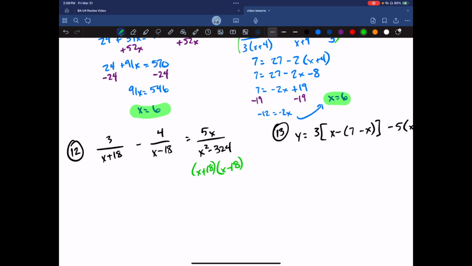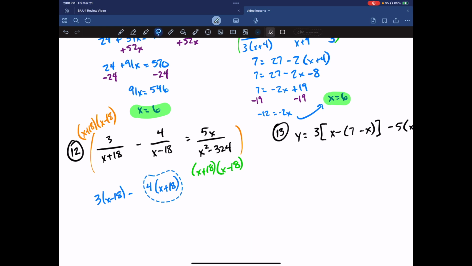And I know that because this is a difference of 2 squares, and the square root of 324 is 18, which means I multiply everything by x plus 18, x minus 18, and get rid of stuff. So this is going to be 3 times x minus 18 because the x plus 18 is canceled out. This is going to be minus 4 times x plus 18 because the x minus 18 is canceled out. Okay, and then this is going to be equals 5x because I've already got both parts cancel out.